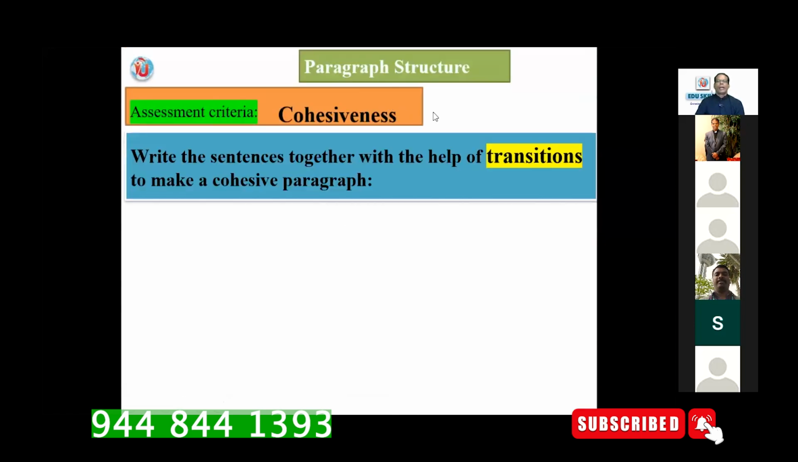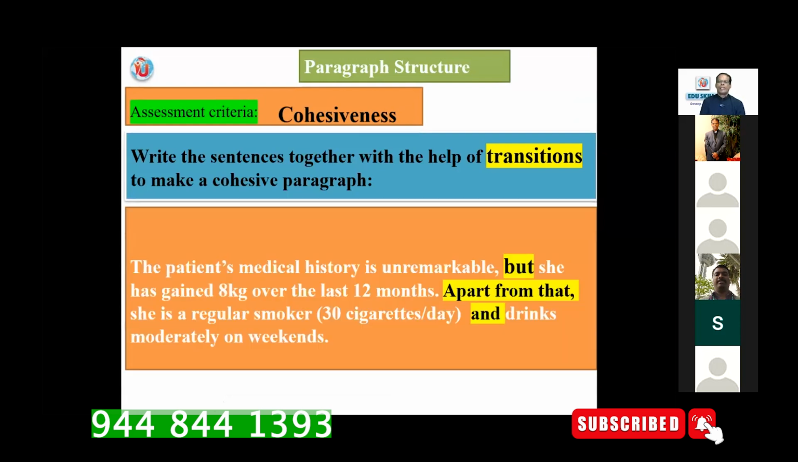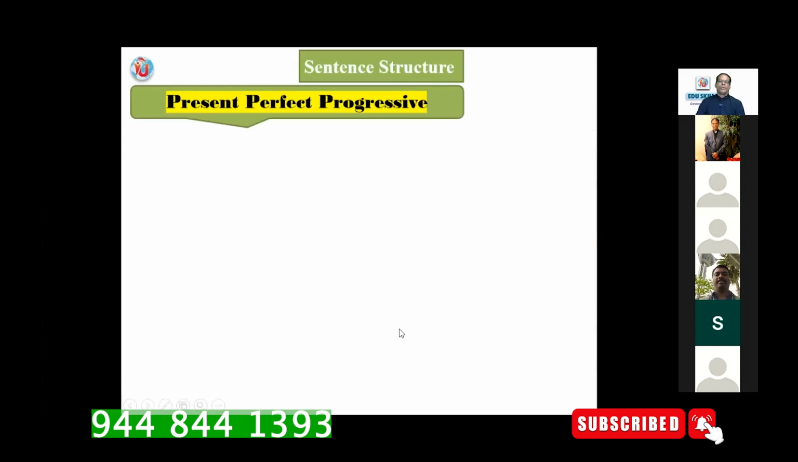And in the paragraph structure assessment criteria, cohesiveness, write the sentences together with the help of transitions to make a cohesive paragraph. The patient's medical history is unremarkable, but she has gained 8 kg over the last 12 months. Apart from that, she is a regular smoker, 30 cigarettes per day, and drinks moderately on weekends. Whatever we spoke in all those case notes, you can put into a simple thing like this, 2 sentences in a paragraph with the conjunction transitions. There's a contrast, there's a conjunction, there's a transition. That's the beauty of it.